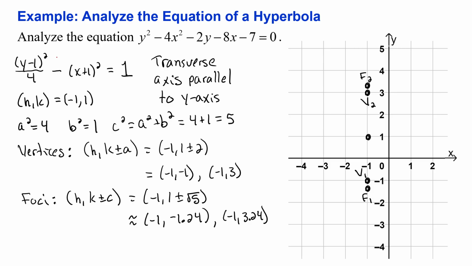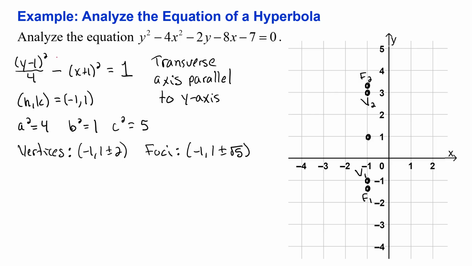Now the last steps for graphing involve drawing the rectangle that will help us sketch the asymptotes. For the box that aids us in drawing the asymptotes, recall that the box will contain the 2 vertices as well as 2 points a distance of b from the center along the conjugate axis, which will be a horizontal distance in this case. So these points will lie to the left and right of the center, and they will have coordinates (h ± b, k). Since b² equals 1, then b equals 1, and the points are (-1 ± 1, 1), which are the 2 separate points (-2, 1) and (0, 1).